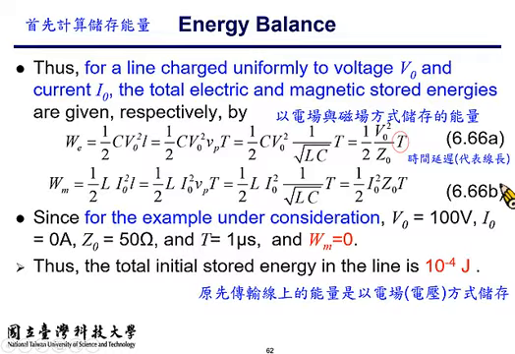And for this case, because initially we have 100 volts distributed evenly on the transmission line and the current is 0, the magnetic energy stored in the transmission line is none. All the energy stored in the transmission line is stored in terms of capacitance. So we can calculate the energy WE using this equation, and if you put in the numbers, it equals 10 times 10 to the minus 4 joule, 10 to the minus 3 joule.